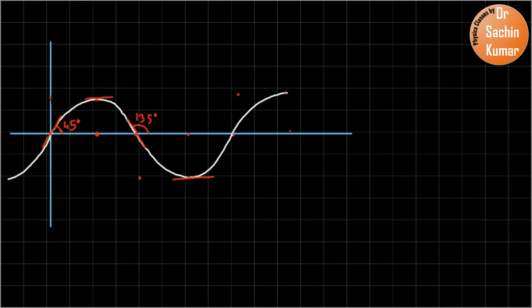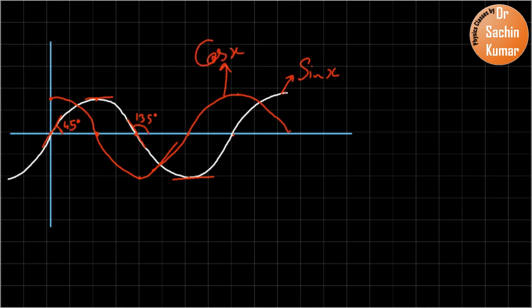Now let me draw this. A little bit noisy, but yes, this curve belongs to sin x, and when we took the slope of sin x, this gave us cos x. That's why the differentiation of sin x is cos x. In other words, you can say that the locus of slopes of sin x is cos x.